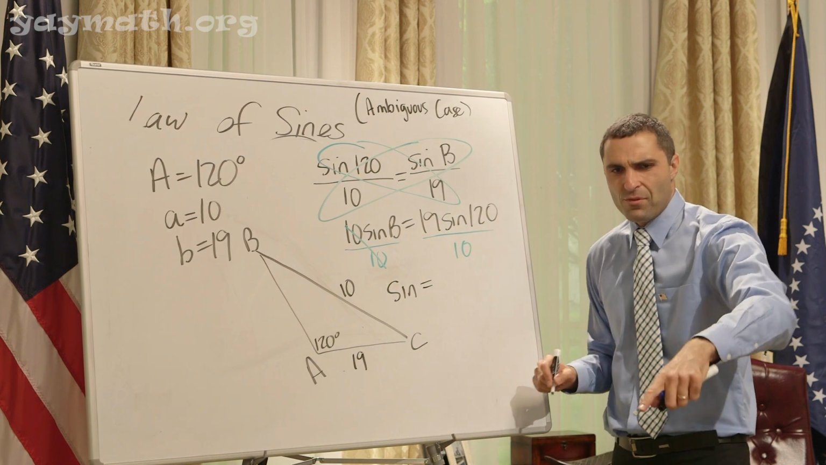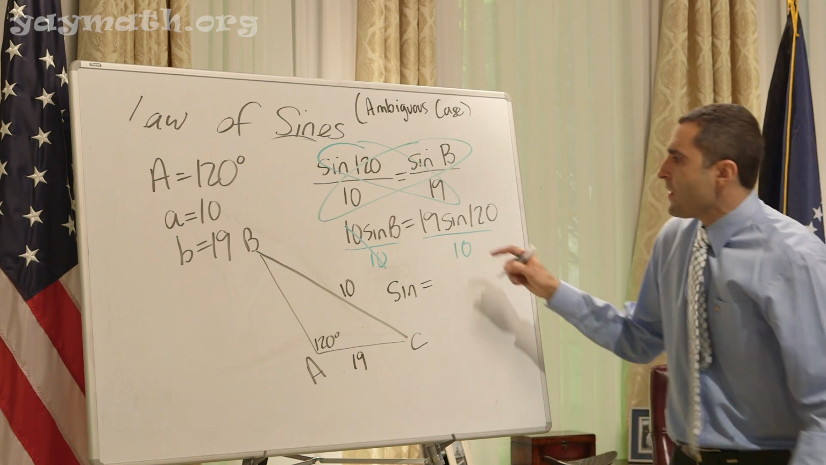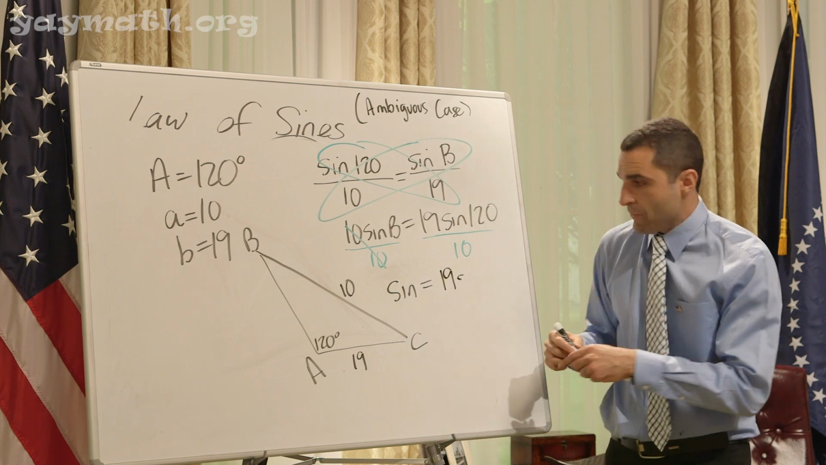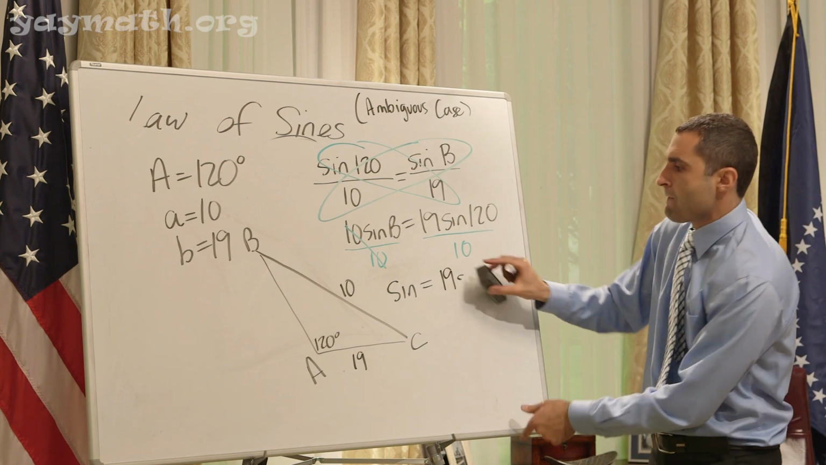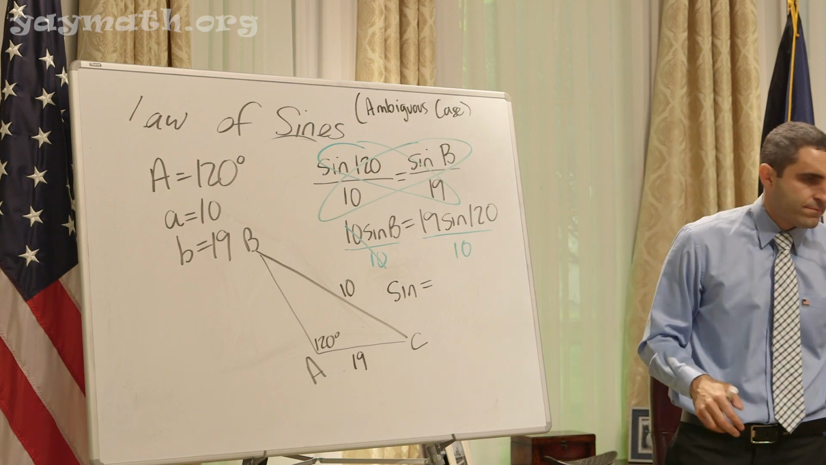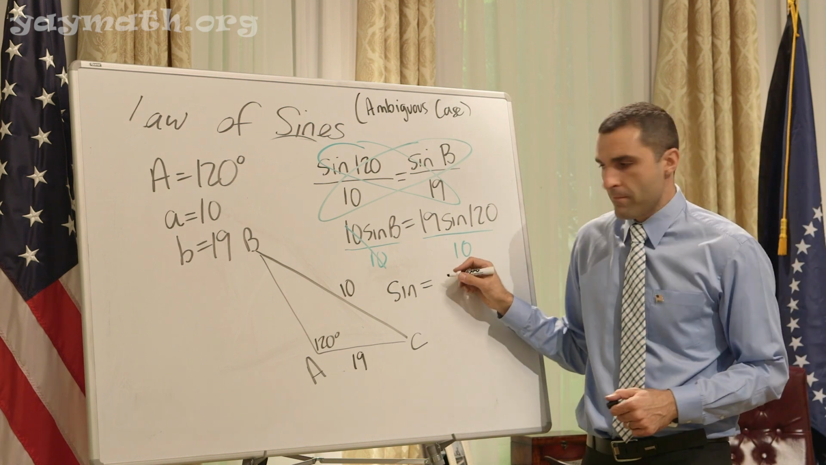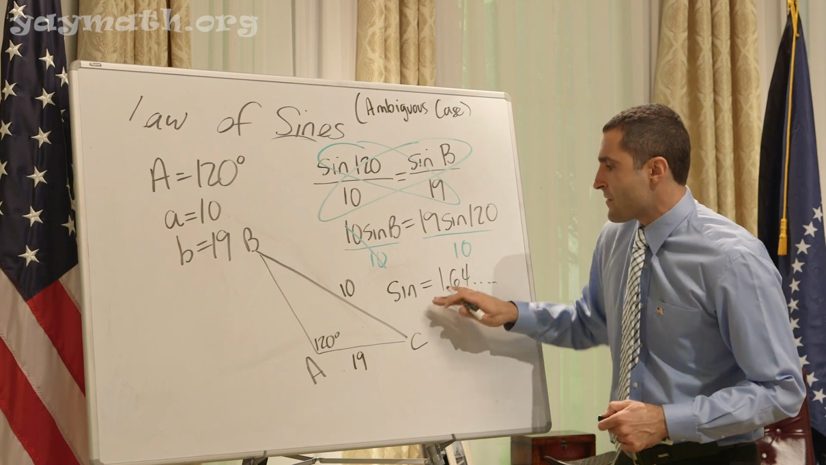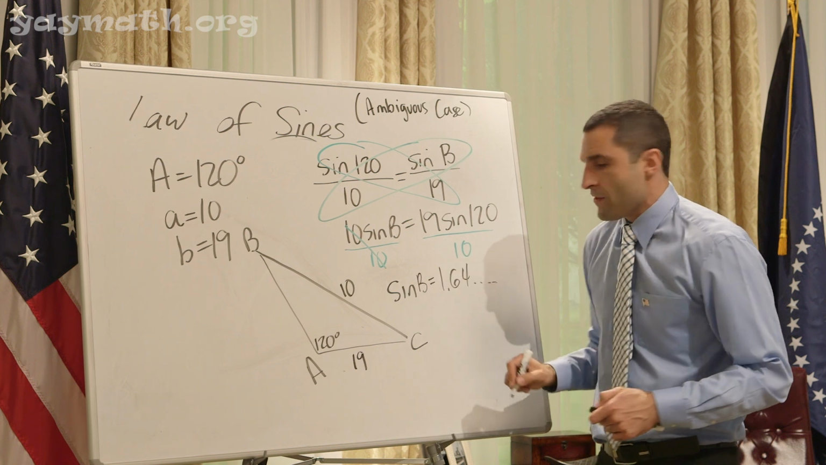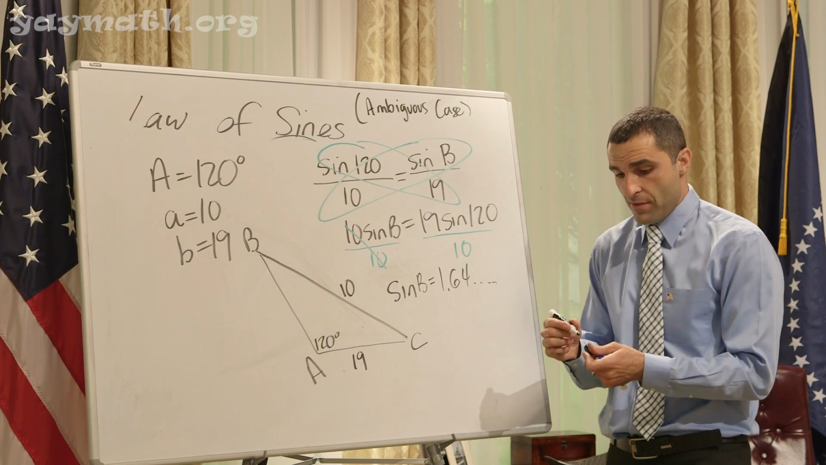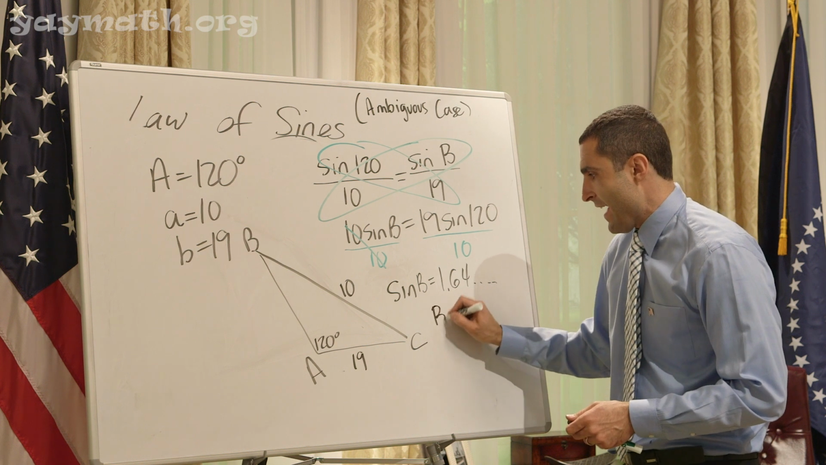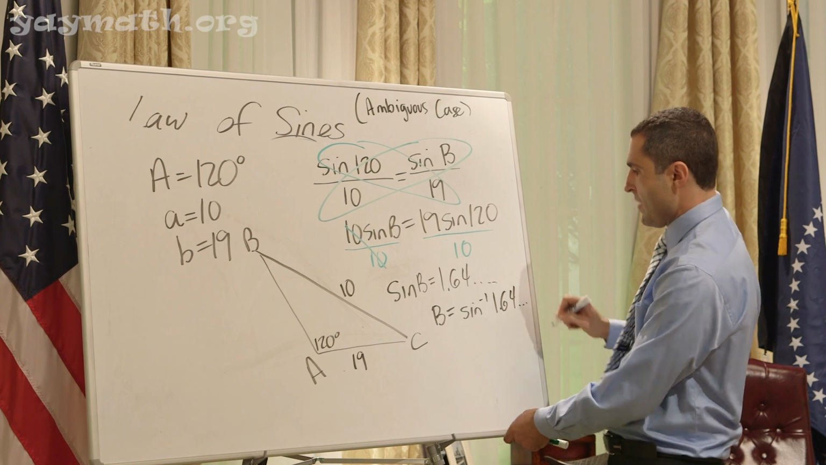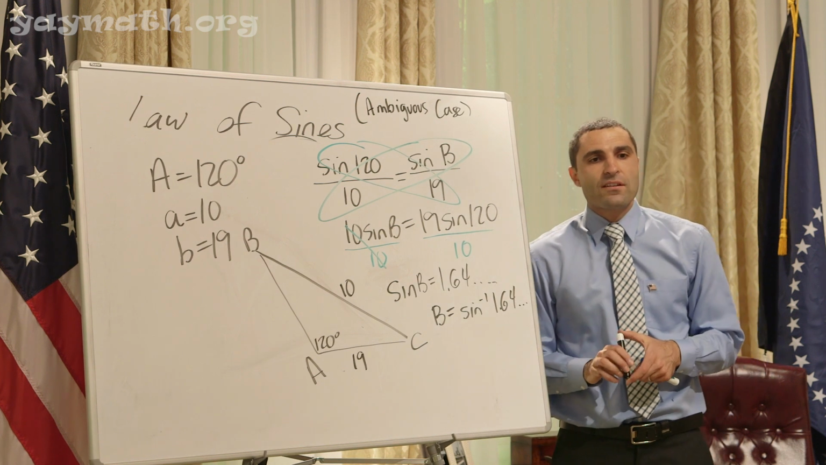It's a decimal. Let's get the decimal version. 19 sine 120 divided by 10. You get 1.64. All right, sine of B equals 1.64. So now we're going to do inverse sine. Inverse operations is true. Do the inverse sine of 1.64 and you get?